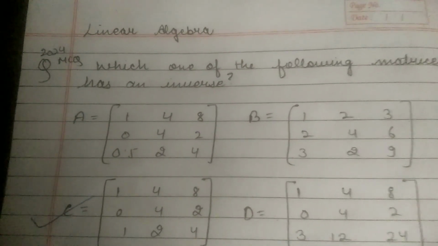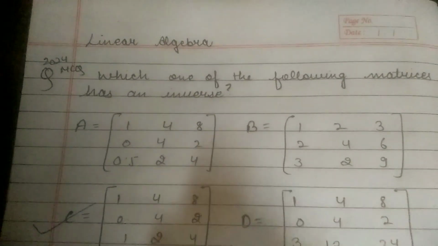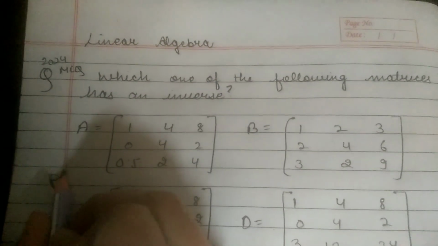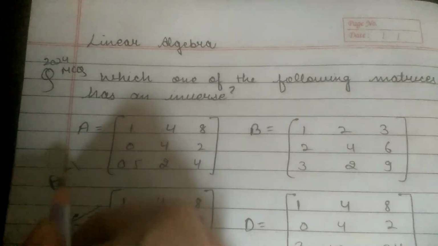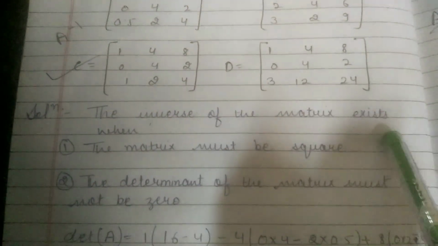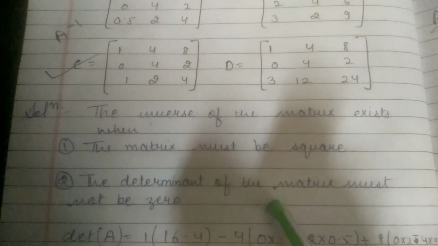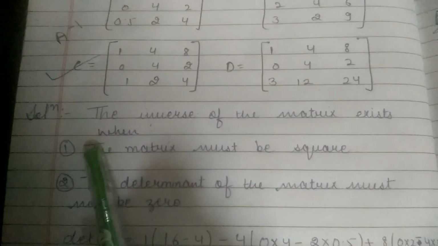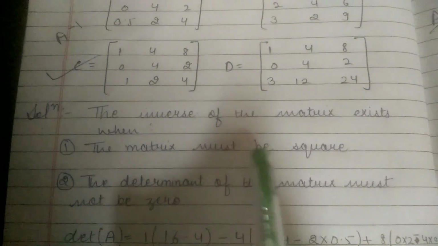Now, what is an inverse? So matrix A has an inverse, which is written like this, if its determinant is not 0. So for the inverse of the matrix to exist, it must satisfy two conditions. The first condition is the matrix must be square.